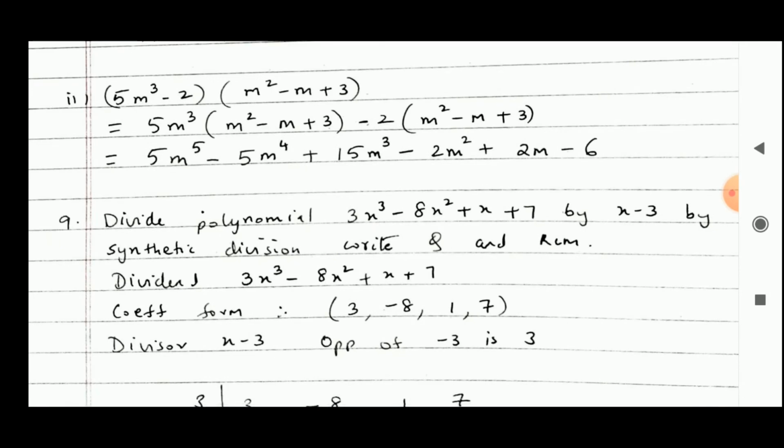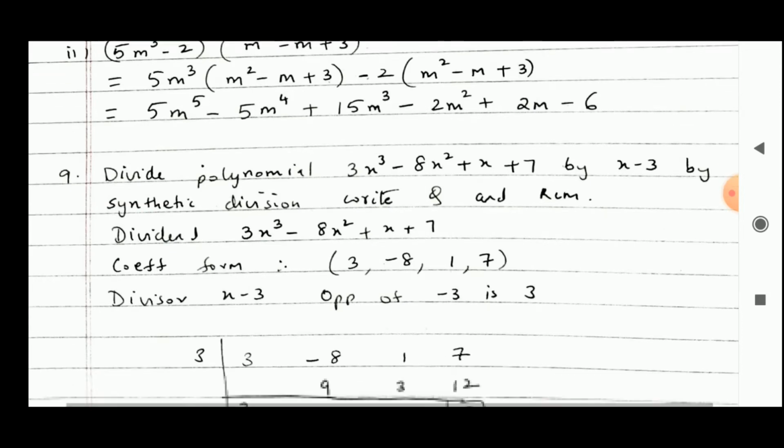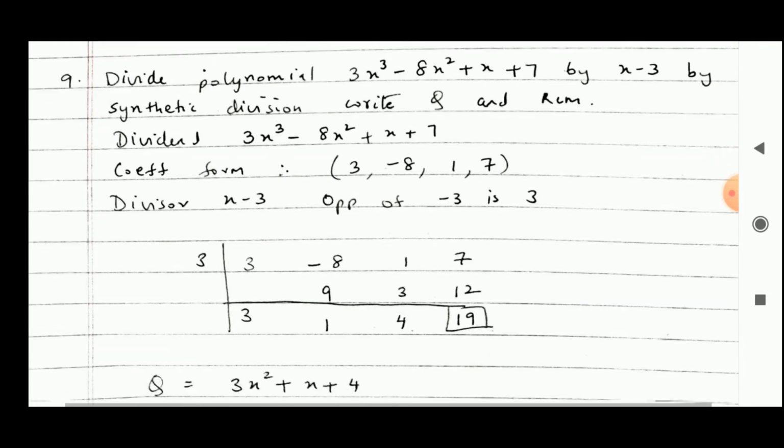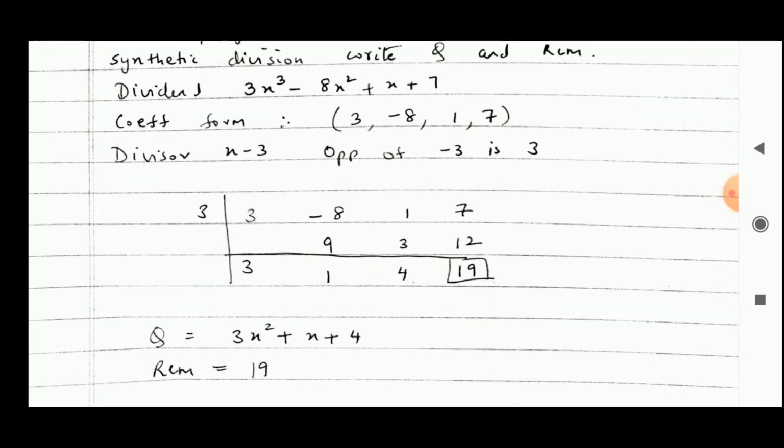Now divide the polynomial by x minus 3 by synthetic division and write quotient and remainder. Now dividend is this one, coefficient form will be 3, minus 8, 1, 7 and divisor is x minus 3. So opposite of minus 3 is 3. So draw the vertical line, horizontal line, write the coefficients 3, minus 8, 1, 7.